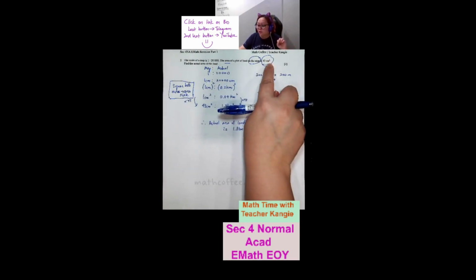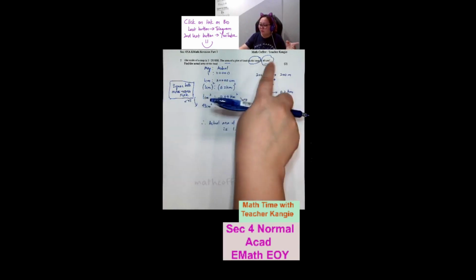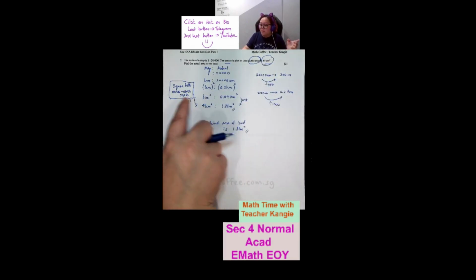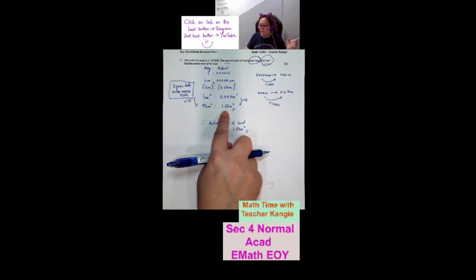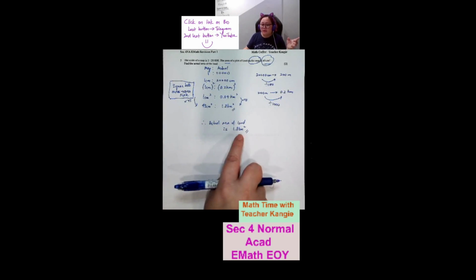And because they want to know, on the map, what is 45 cm squared? So I put on the map, on the left hand side. So multiply by 45, multiply by 45, I get 1.8 km squared. So we know that the actual area is 1.8 km squared.